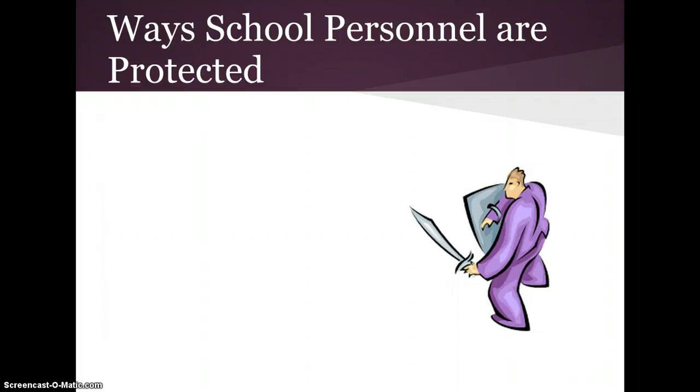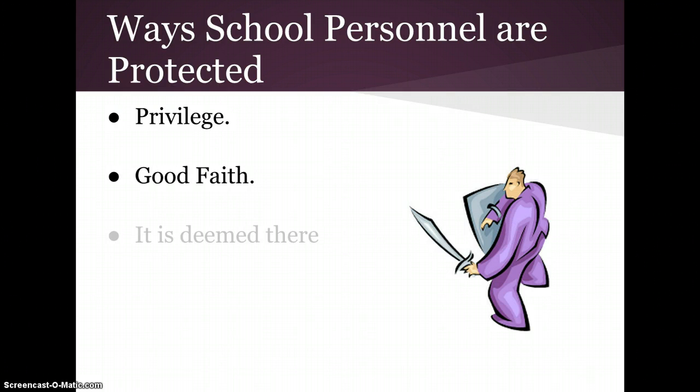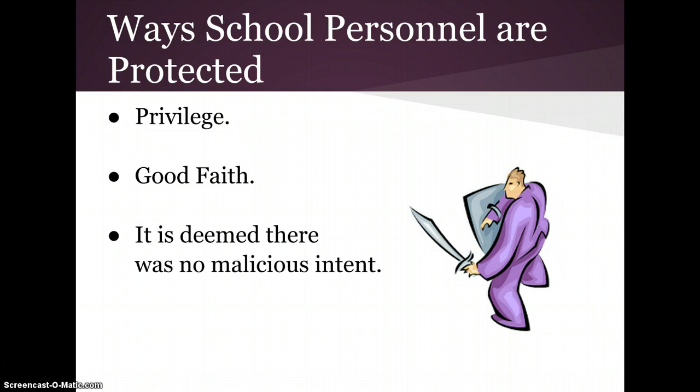There are some ways that school personnel are protected under FERPA. Those personnel with privilege, personnel who act in good faith, and when it is deemed there was no malicious intent. In these situations, school personnel are protected by some states. If it is deemed that school personnel had the privilege, such as the teacher, to review the records of a student, they acted in good faith, and that they had no malicious intent.